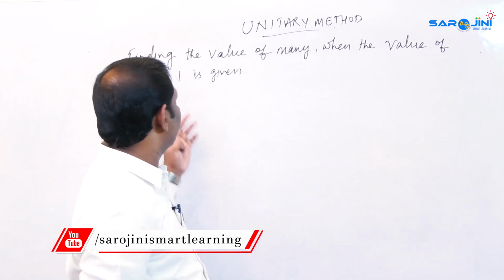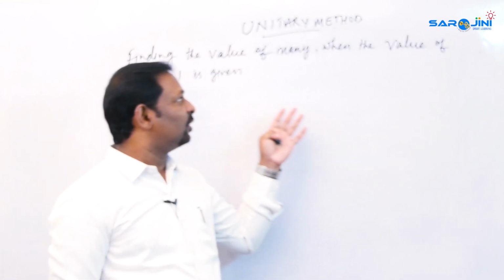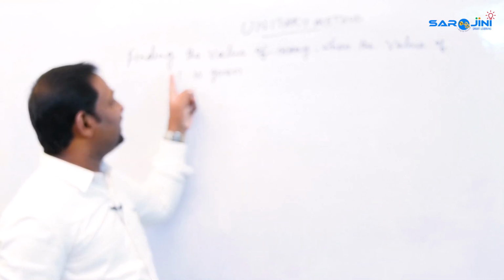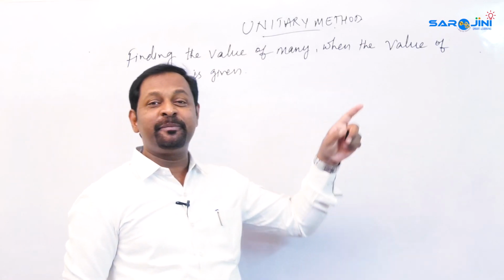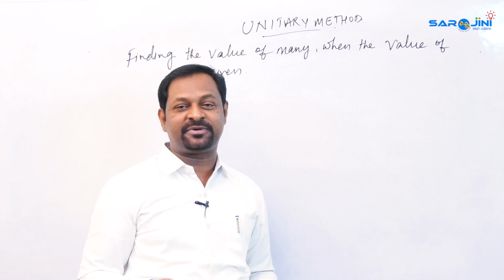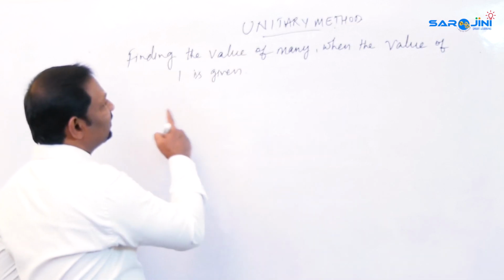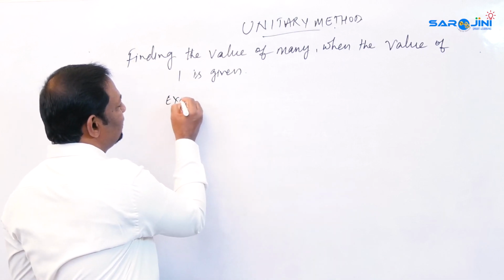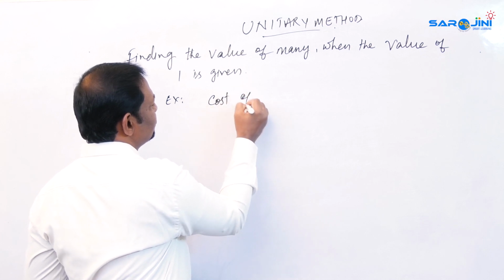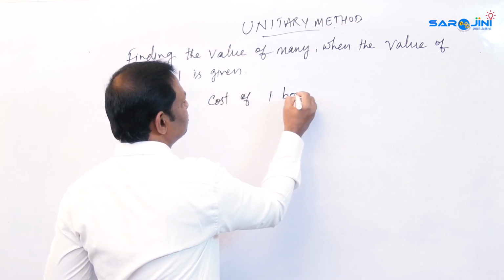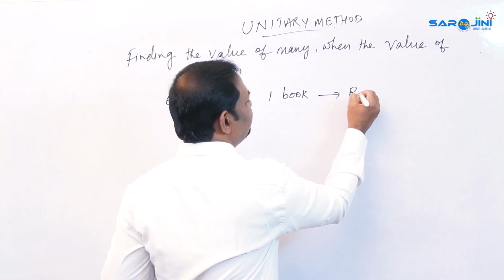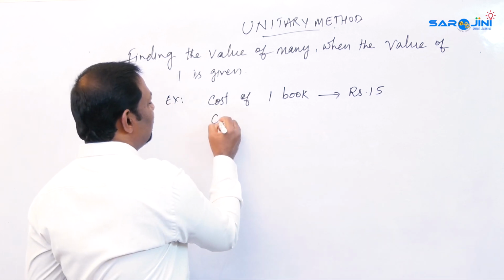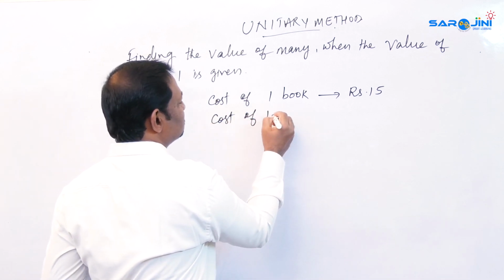Here, finding the value of many when the value of 1 is given. So in the last episode, finding the value of 1 when the value of many is given, that is the division concept, we did it. Now, finding the value of many when the value of 1 is given. Suppose I take an example. Suppose the cost of one book is 15 rupees. How are we going to find the cost of 12 books?